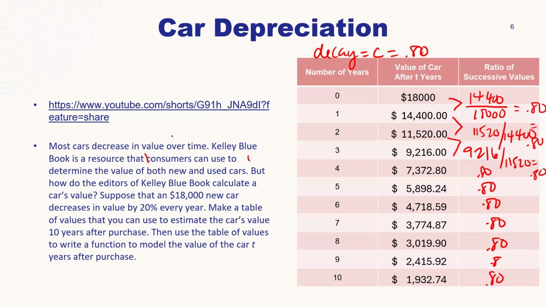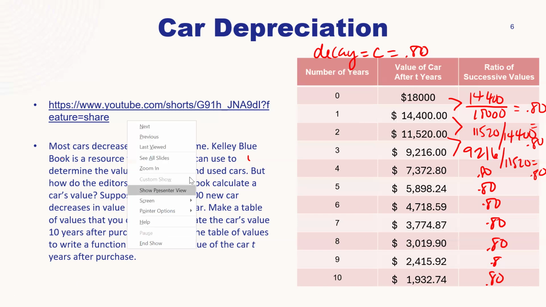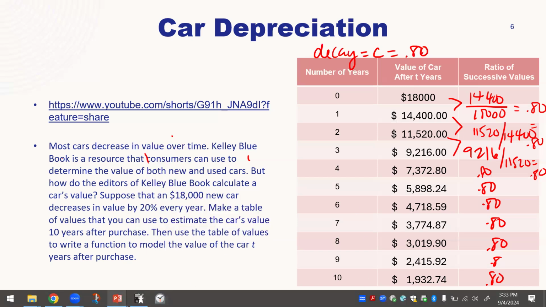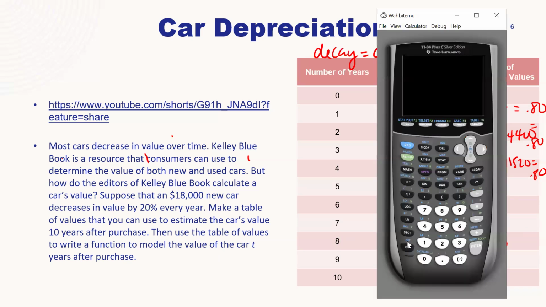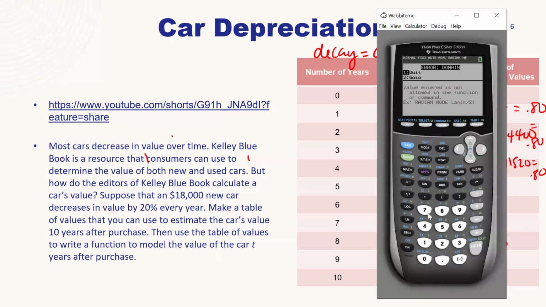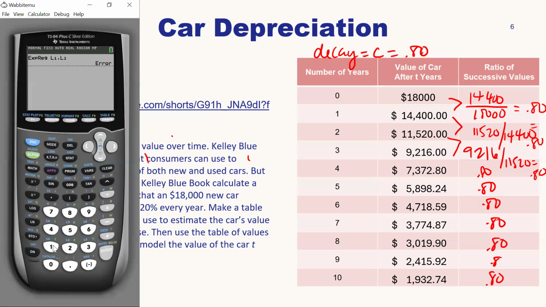So what that means is that instead of us having to do it in 2 steps, we could do it in 1 step by simply taking the original value and multiplying by 0.8, what I'm going to maintain. So 18,000 times 0.8. And what do you notice I get right away? 14,400. If I then took that value and multiplied it by 0.8, what do you notice I get?